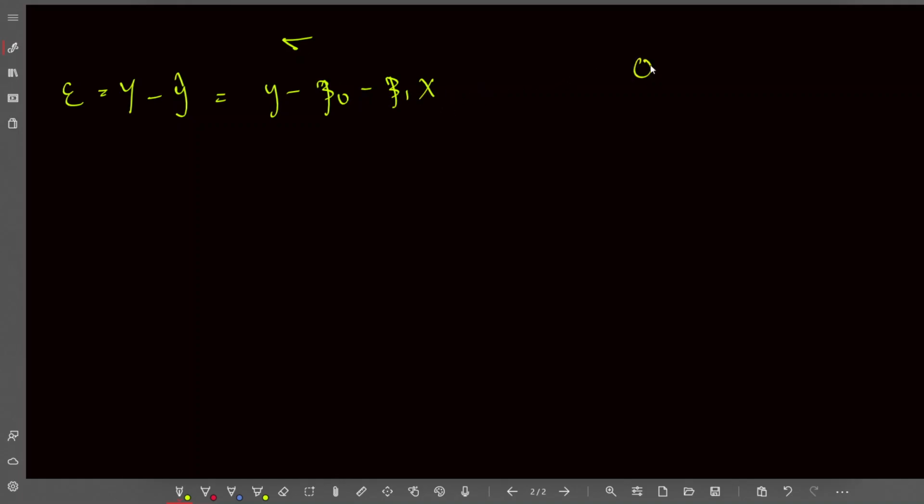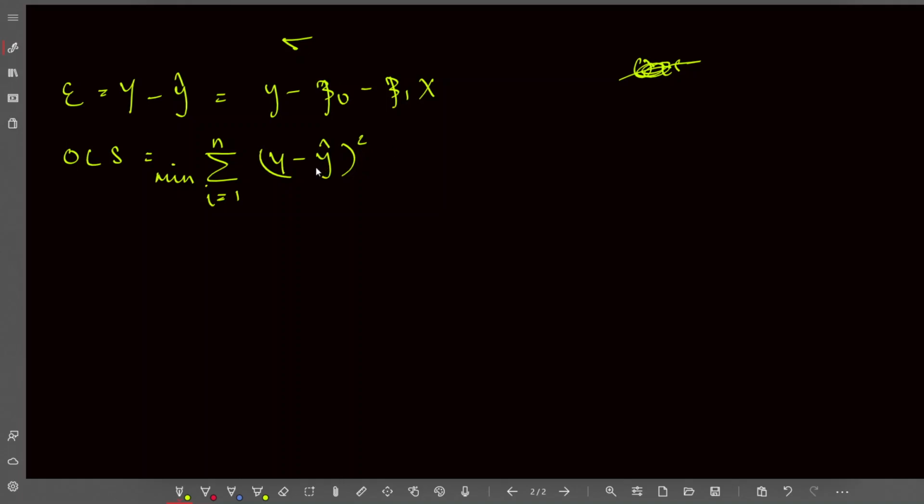So ordinary least squares, I'll write it here, is given by the sum from i equals 1 to n of (y minus y hat) the whole square. I basically want to minimize the errors. This is the error, right? This is nothing but the error squared.